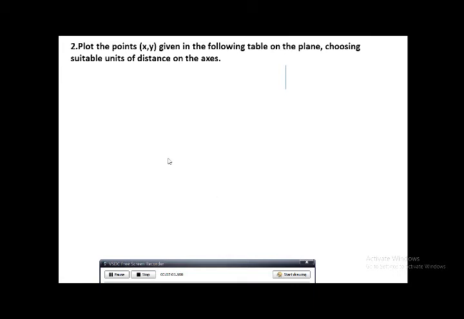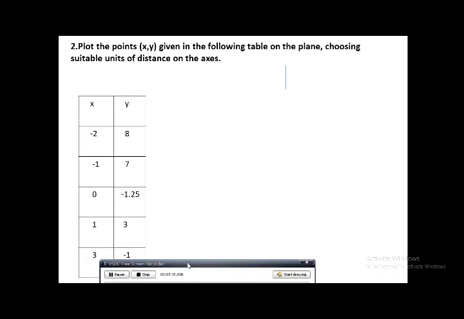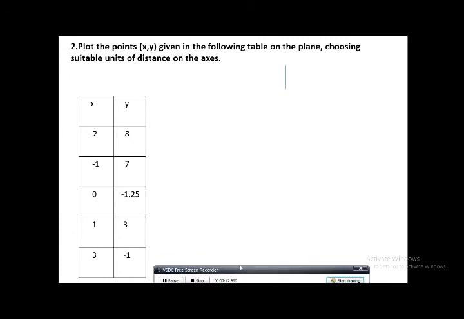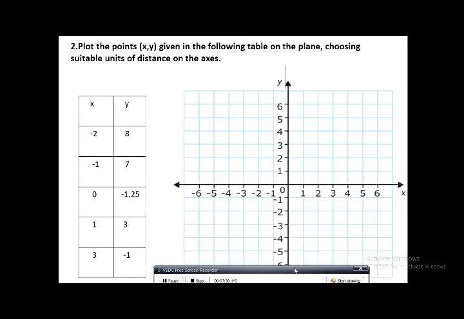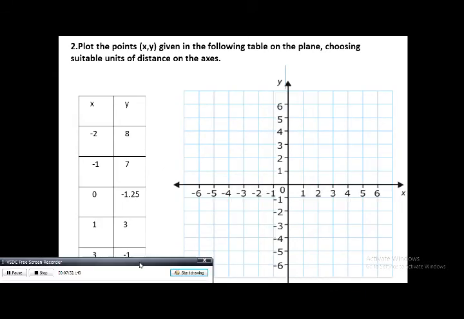Now the question: plot the points (x, y) given in the following table on the plane, choosing suitable units of distance on the axes. We have been given this table, students, and we have to locate these points on the Cartesian plane, that means on a graph. We have given (-2, 8), (-1, 7), (0, -1.25), (1, 3) and (3, -1). So this is our graph.